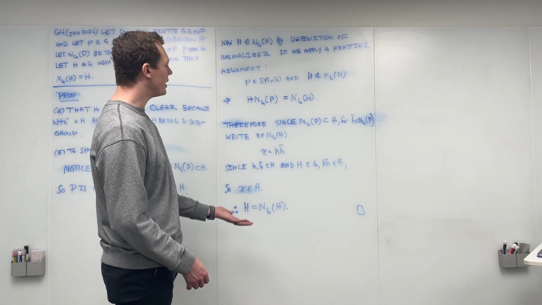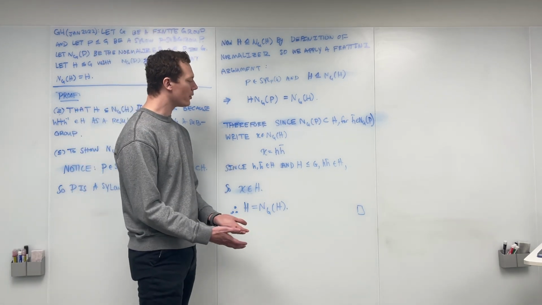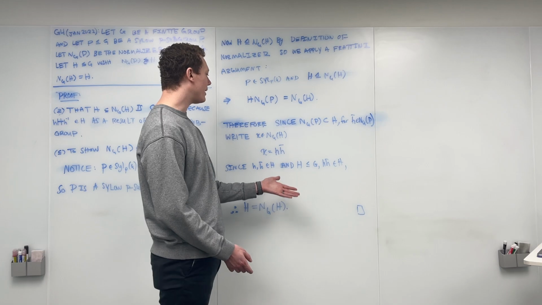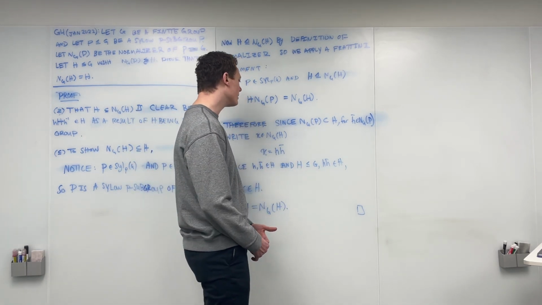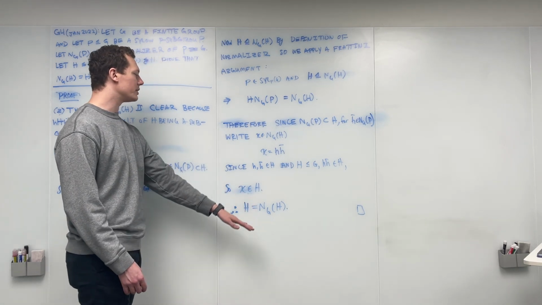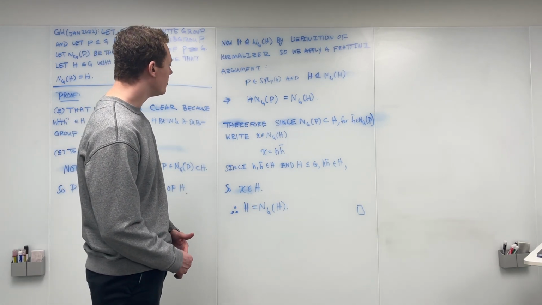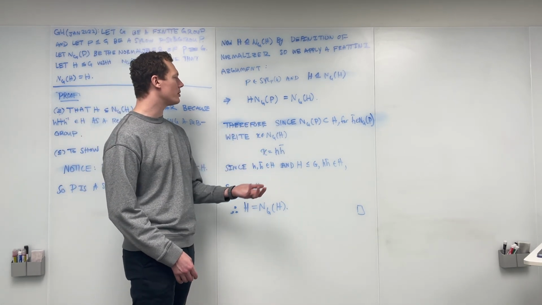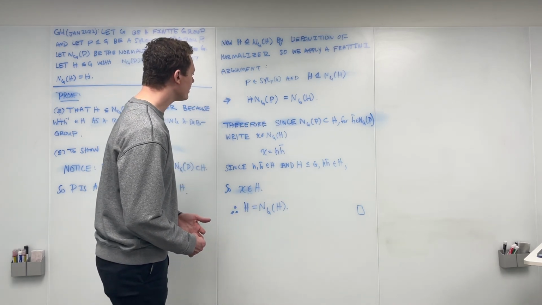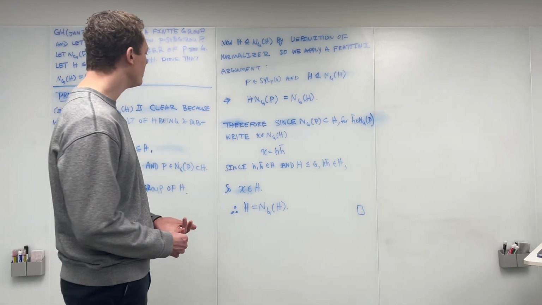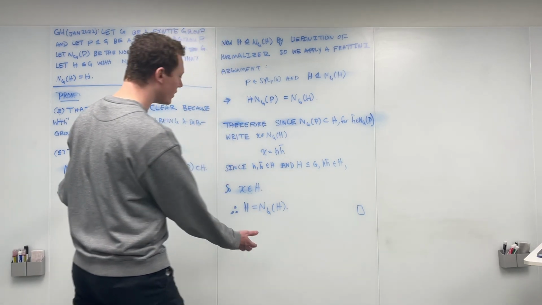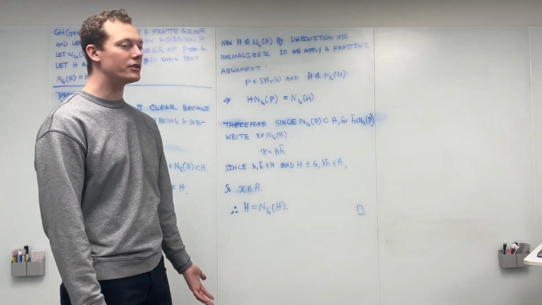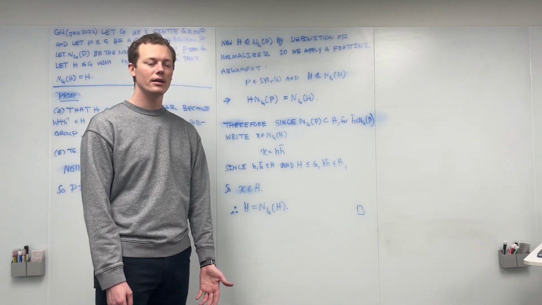Since h times h bar is contained in H, because both of those elements are in H, and H is a subgroup of G, we can conclude that h times h bar is in H. So this means that x was in H, and therefore, because x was arbitrary, for every x in the normalizer of H in G, x is also in H. And so therefore, since we have double containment, that means that H is equal to the normalizer of H in G.